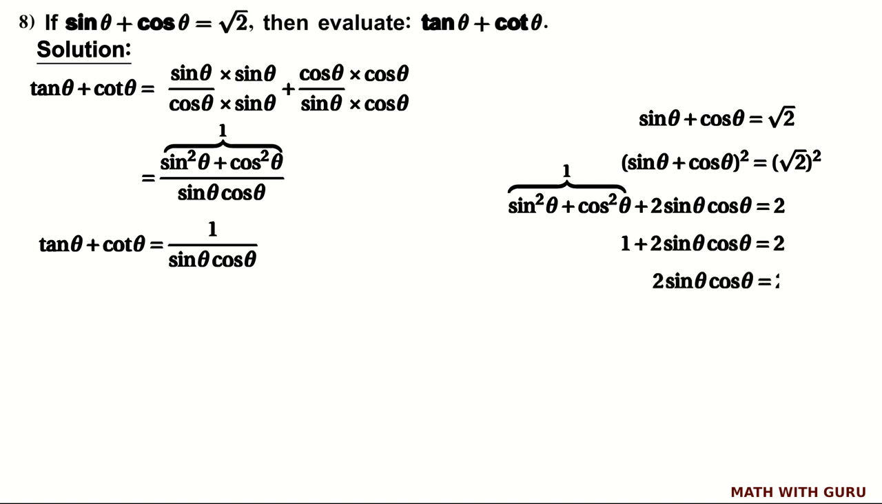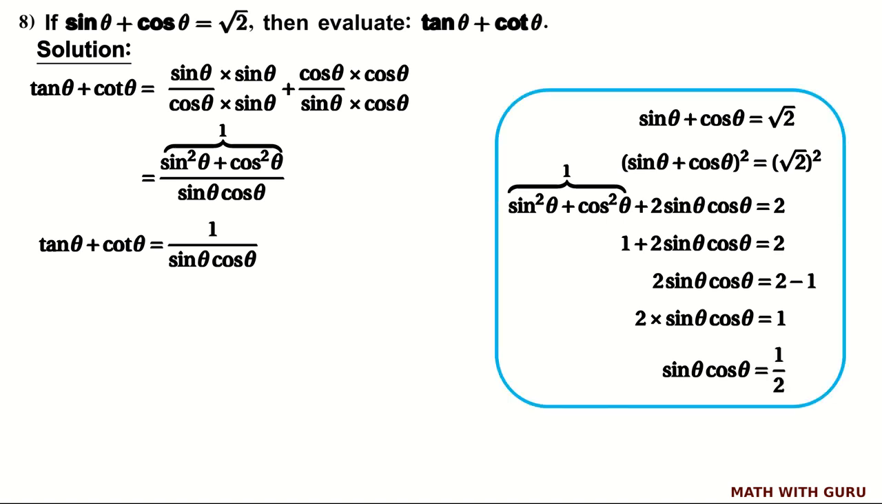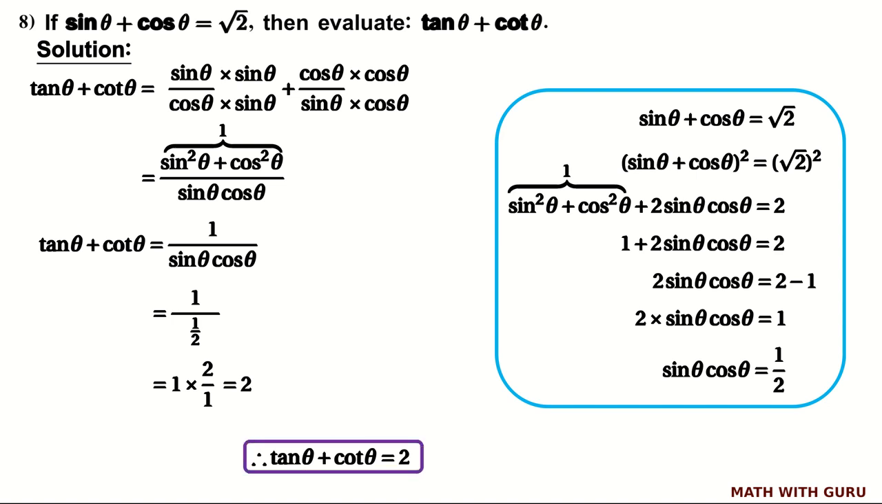2 sin theta cos theta equals 2 minus 1. 2 sin theta cos theta equals 1. Sin theta cos theta equals 1 over 2. We got the value of sin theta cos theta. Let us substitute this here. Equals 1 over half, which is equal to 1 into 2 by 1, which is equal to 2. Therefore, tan theta plus cot theta equals 2.